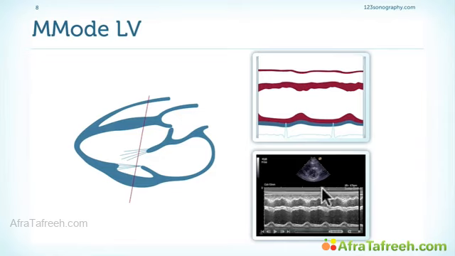This is the M mode. You have, again, the right ventricular part of the right ventricle, the intraventricular septum, the left ventricle, and the posterolateral wall. Let's take a look at how we get this M mode.